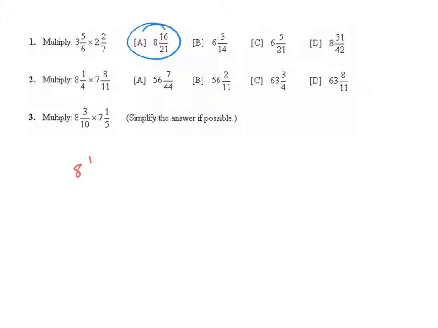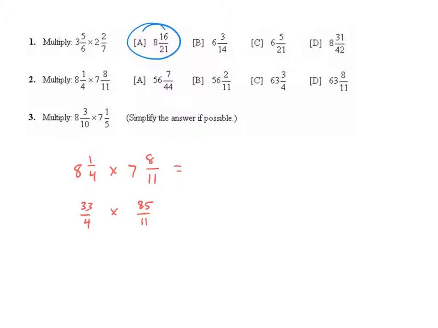Question 2 is 8 and 1/4 times 7 and 8/11. Again, we're going to change these to improper fractions before multiplying. I have 8 groups of 4, which is 32/4, plus 1 more, which is 33/4. And then I have 7 groups of 11, that's 77/11, plus 8 more is 85/11. So our new problem is 33/4 times 85/11.